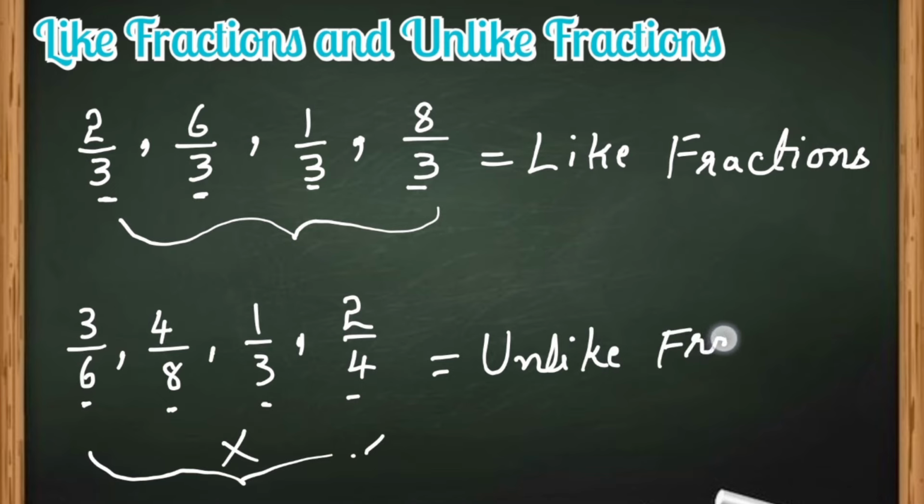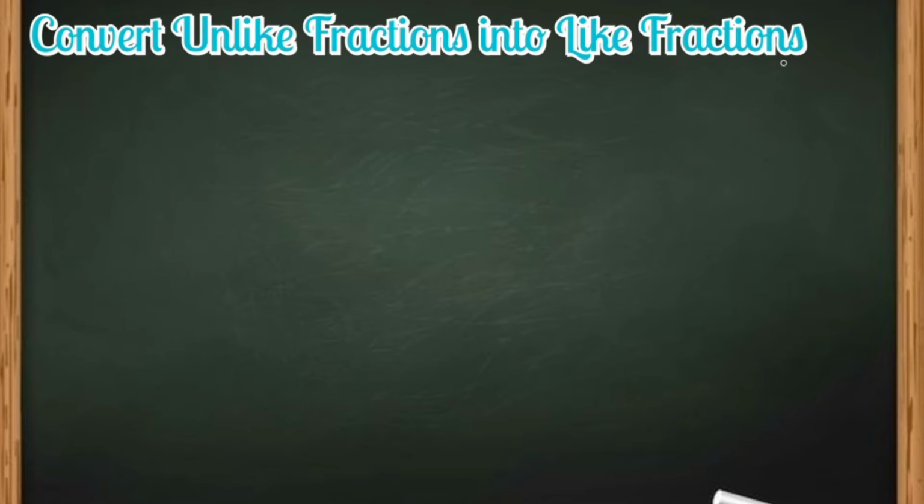So these are the two groups of fractions, like fractions and unlike fractions. In first one, like fractions, the denominators will be same. And in unlike fractions, the denominators will be different. Now let us learn how to convert unlike fractions into like fractions. So let us write an example.